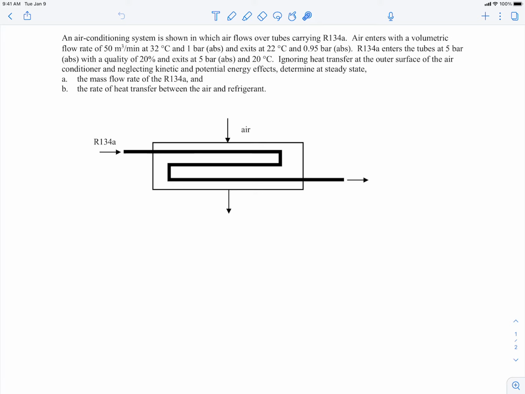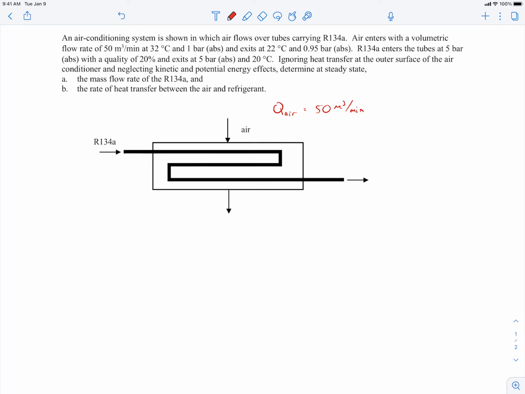In this example, we're told we have an air conditioning system in which air flows over some tubes carrying refrigerant R134A. So here's the air conditioning system. Air is coming in, it's flowing over this tube that I'm just kind of showing is going back and forth, and that carries the refrigerant. We're told the volumetric flow rate of the air. Let me write that down. So the Q of the air is 50 cubic meters per minute.